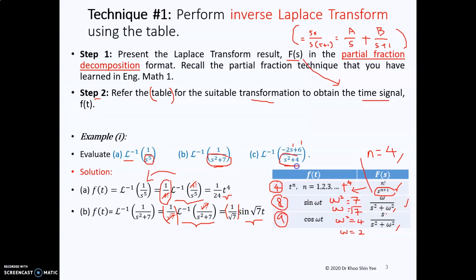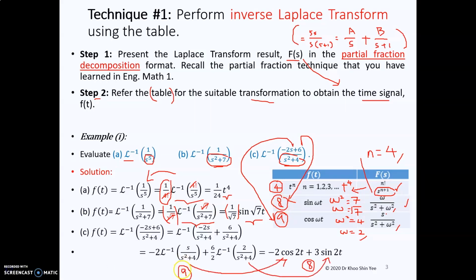You have s squared plus 4 in C, and when you compare the 4 to omega squared, you get omega equal to 2. For the negative 2s over the denominator, we can refer to formula 9, and for the constant 6 divided by s squared plus 4, we can refer to formula 8. By using formulas 9 and 8, you can find the inverse Laplace transform for these two terms to be cos 2t and sin 2t. And the tricky part will be, you need to use a constant so that when you multiply, you get back the original constant that you want. So you have to multiply with a suitable constant here. And this one, you have negative 2s. The constant you can take out.